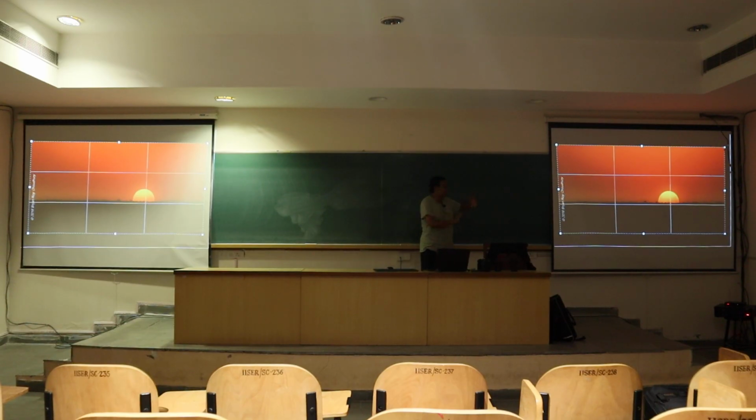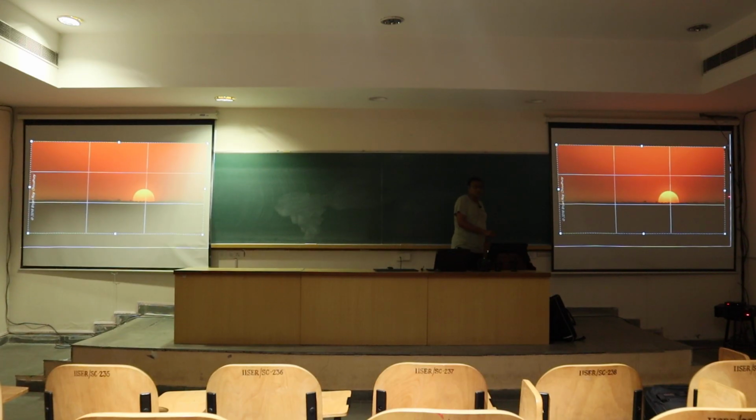As an image, this is not something great. It's an old image I took. So, can you see where the sun is? See, these are the 2 lines. So, you have 1, 2, 3 columns or 3 vertical parts, and 1, 2, 3 horizontal parts. And these are the intersection points, 1, 2, 3, 4.